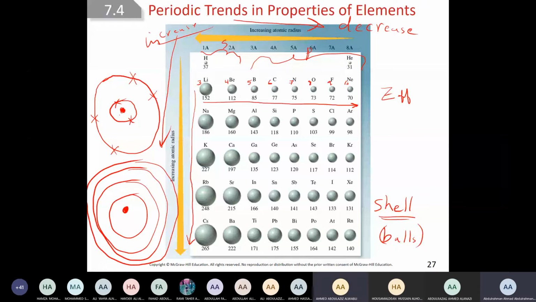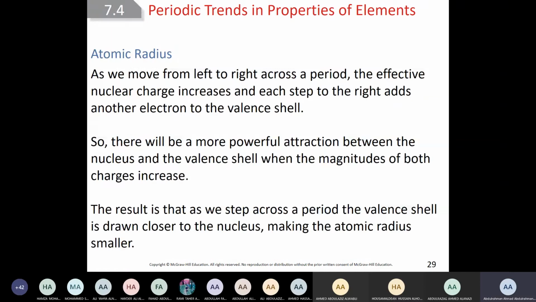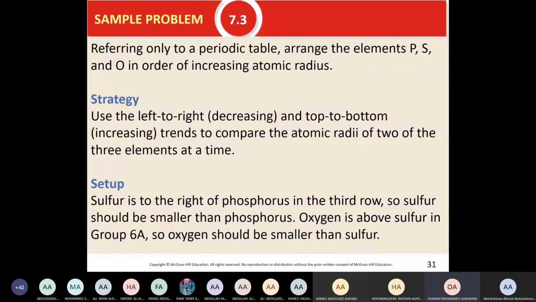These are called the main group elements, which are the S and P elements. I want you to know this. All this chapter is talking about the main group. We're not going to talk about transition metals in this chapter. Clear? Any question? Now, Doctor, if we compare the size between beryllium and lithium.